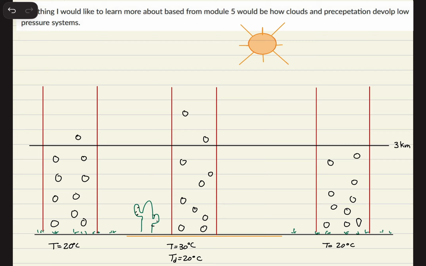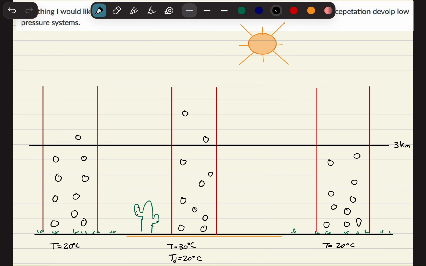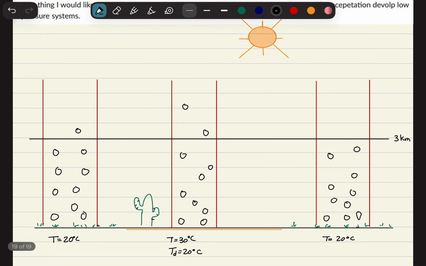So remembering that pressure is the weight of an air column above a certain point, what is the pressure at 3 kilometers on the left compared to the center? We have 1 versus 2 in the center, so it's lower, right? So let's go ahead and denote that. What about this right column? It's also lower than 2. 0 is less than 2, right? So we'll do an L here, and then we'll put an H here.